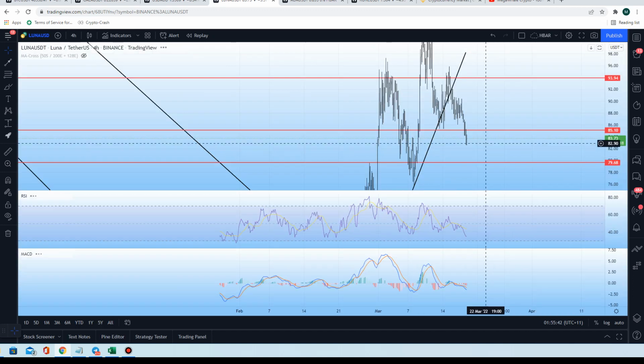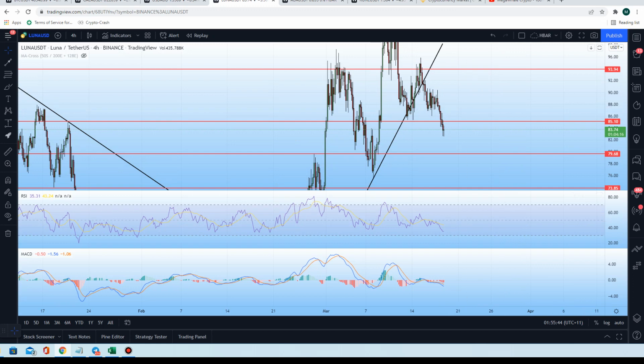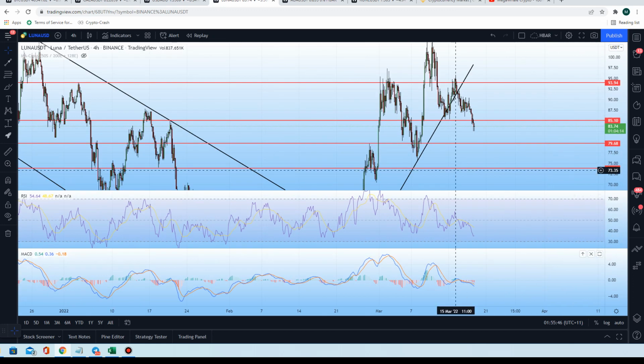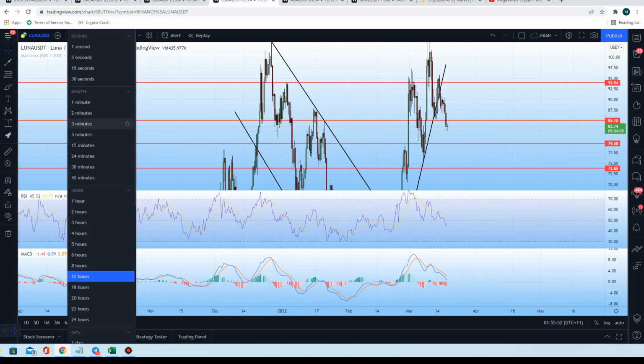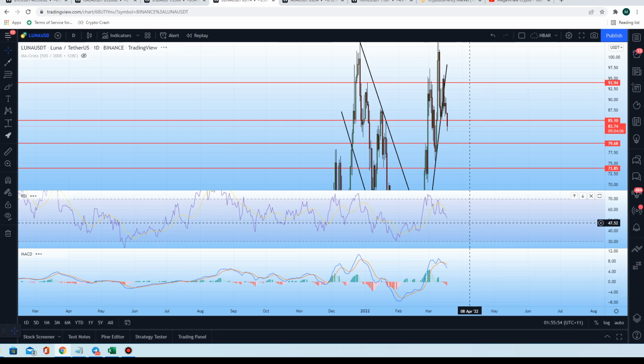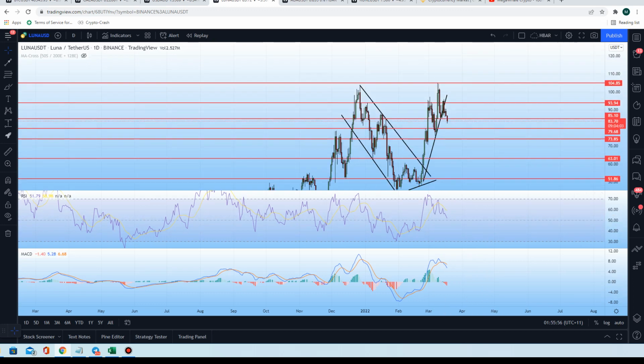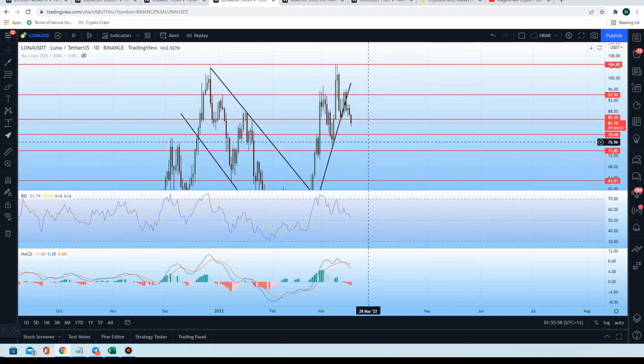So let's go to a 4-hour chart. We can obviously see that the RSI is still falling. We can see MACD is still falling. Let's go to the 12-hour chart and we can see exactly the same thing occurring over here. And we can automatically start seeing that we're actually not that oversold as we start moving to these larger time frames.